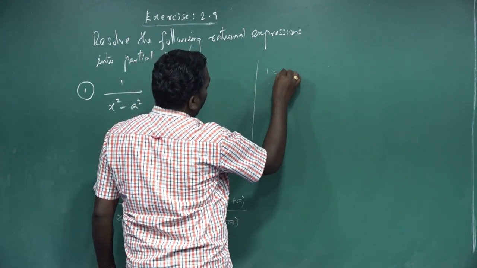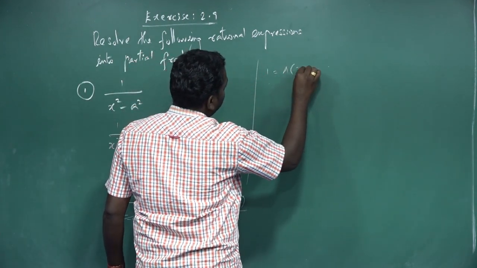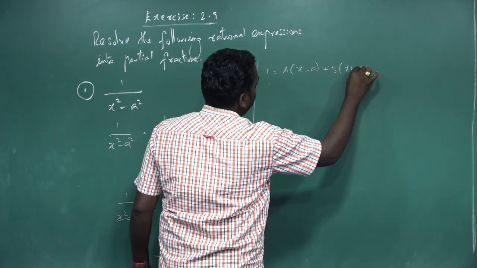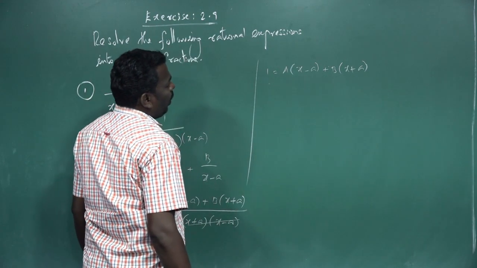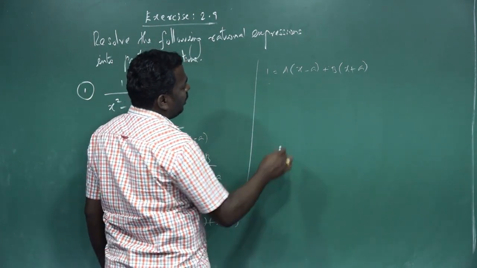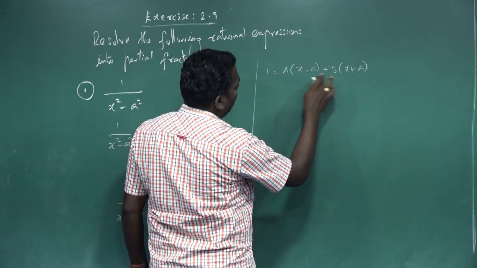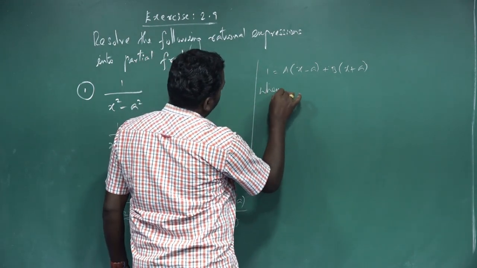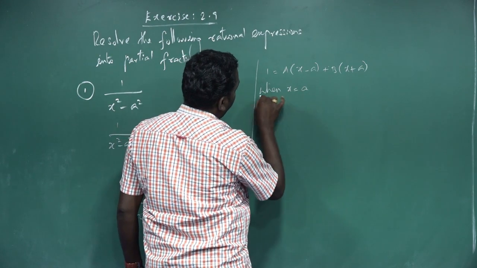Therefore, 1 is equal to a into x minus a plus b into x plus a. So now we want to substitute either x equal to plus a or minus a to find the value of a and b. First we have to put x equal to plus a.